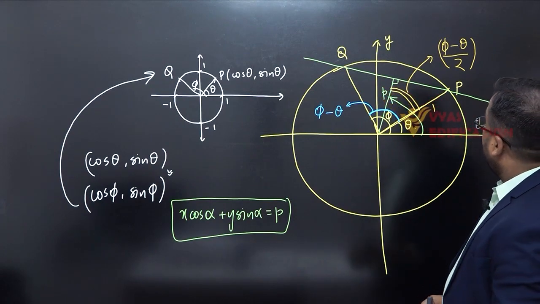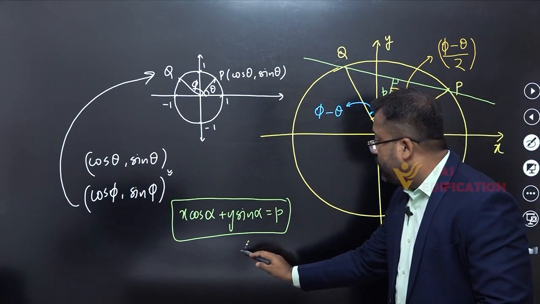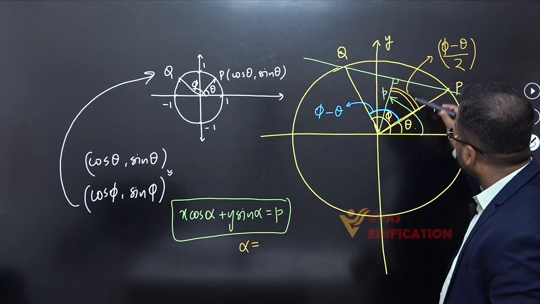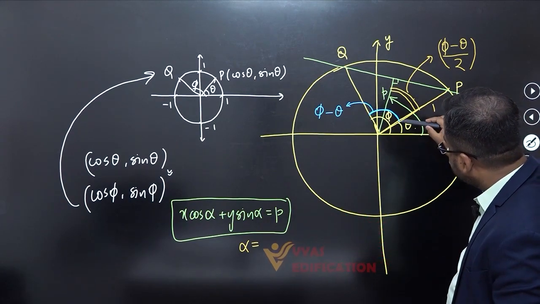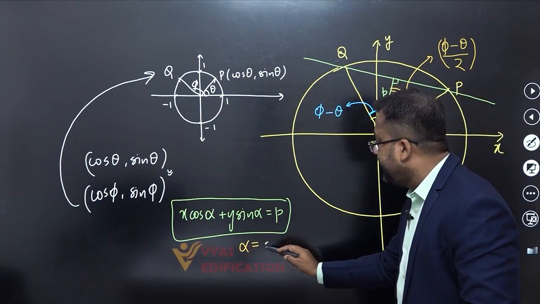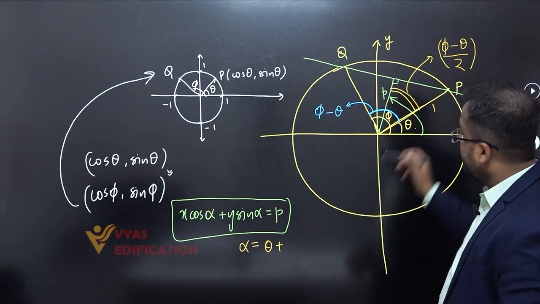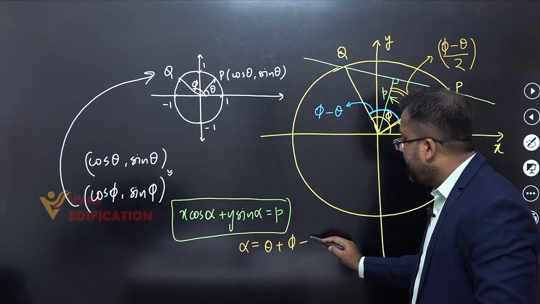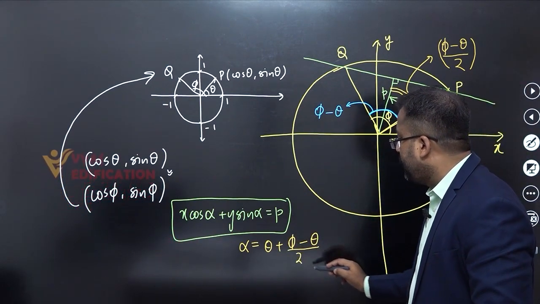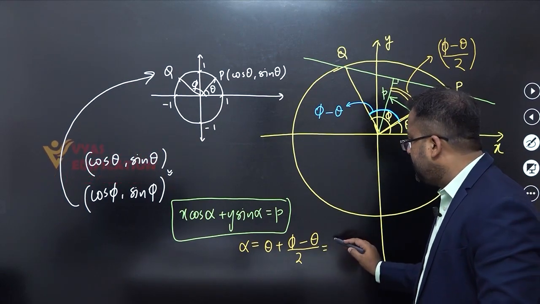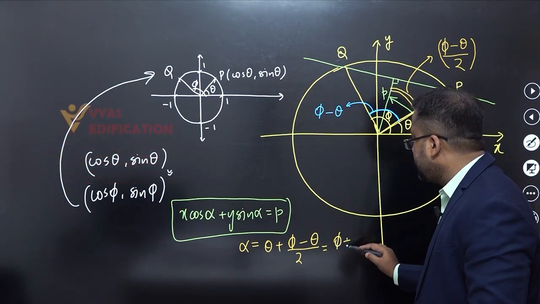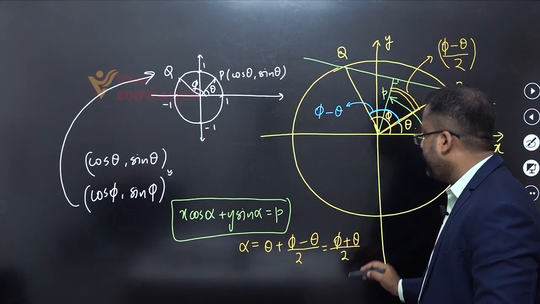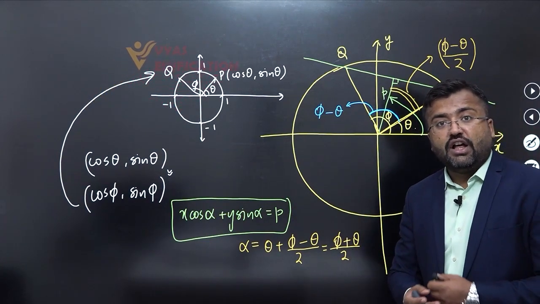Yes. Okay, so what will alpha be equal to? Alpha will be equal to this orange angle plus this yellow theta. So this is theta plus (phi minus theta)/2, and this actually becomes (phi plus theta)/2. Okay, so you have found alpha, right?